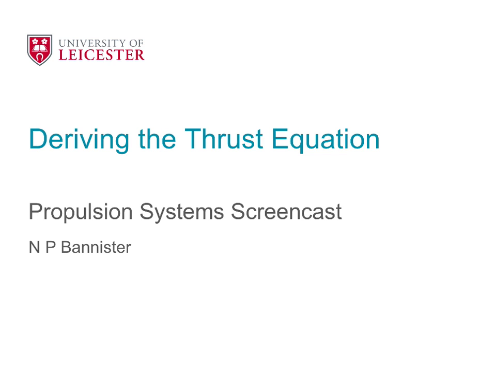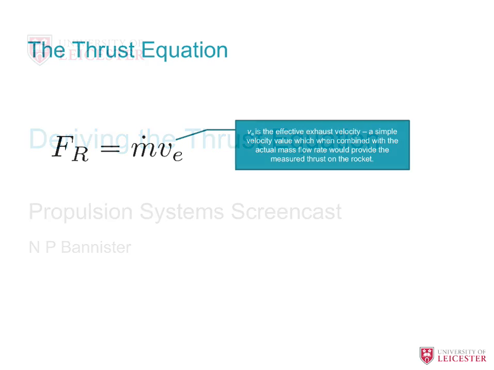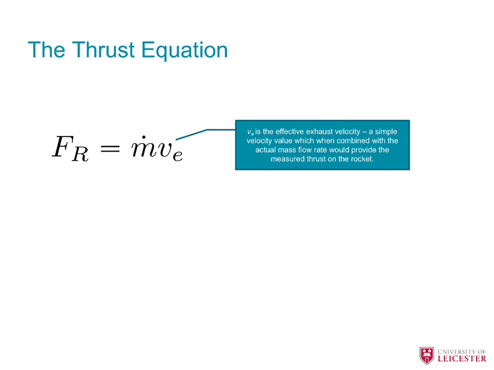In this screencast, I'm going to derive the thrust equation. So we start off by looking at a very simple expression for Fr, which is the thrust on the rocket as a consequence of expelling mass at a rate m dot at a velocity which is given here as Ve.